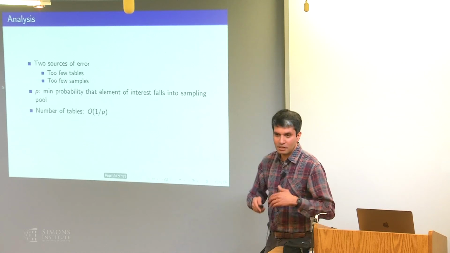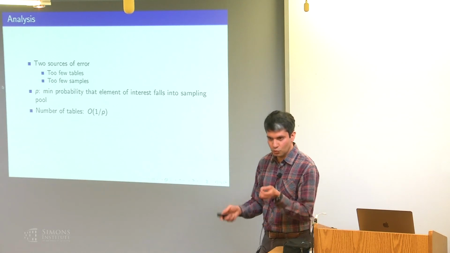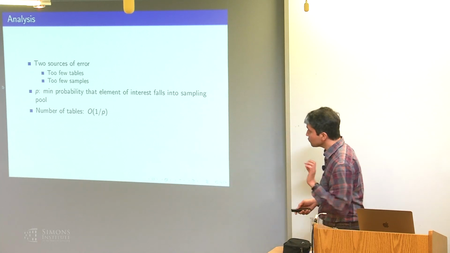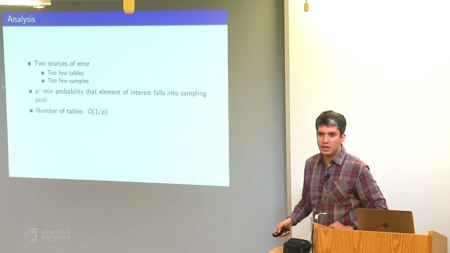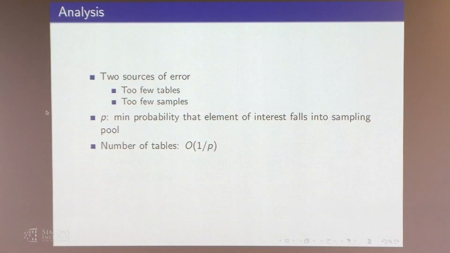And then, of course, you have to make sure you have enough samples. These are two different issues. It turns out that the following thing happens. If you compute the minimum probability that an element of interest falls into your sampling pool: earlier, our sampling pool was just the bucket that the query falls into. That was too small. The probability that an element of interest falls into that was too small. That's why we needed a lot of hash tables. The whole point of expanding the sampling pool is to increase this probability. And so the number of hash tables that we need is actually much lower.